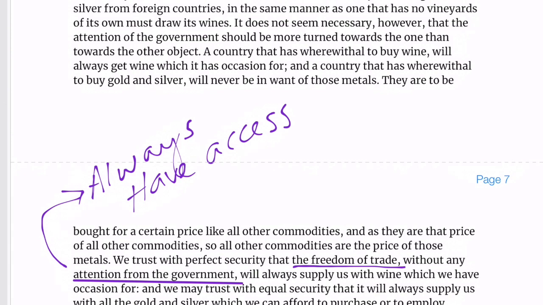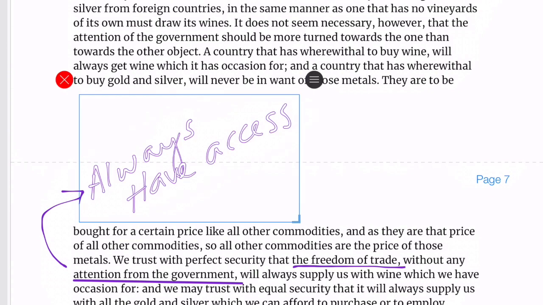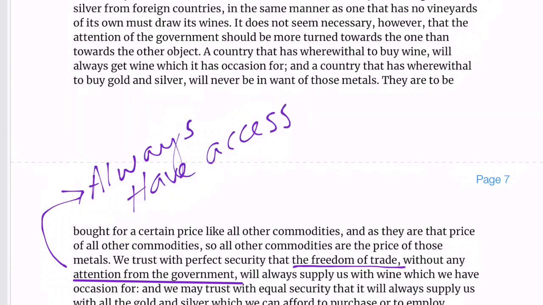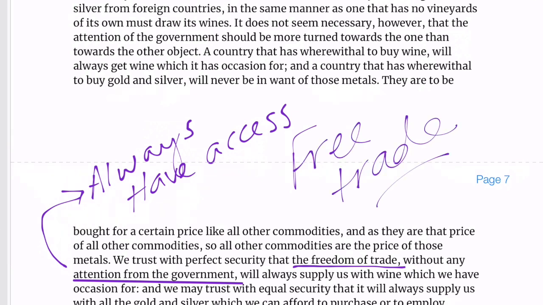So what's the main idea here? He always wants people to have access, and he's saying everyone will have access if the government is not involved. So free trade. Make sure you make note of that. He wants people to have free trade and access to these goods with very little government involvement.